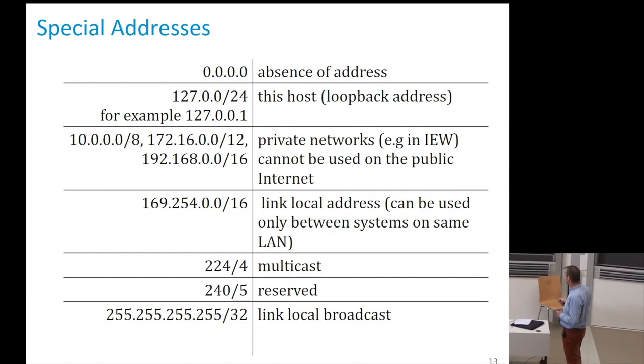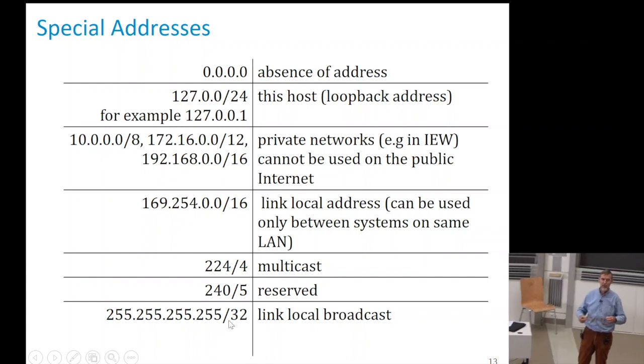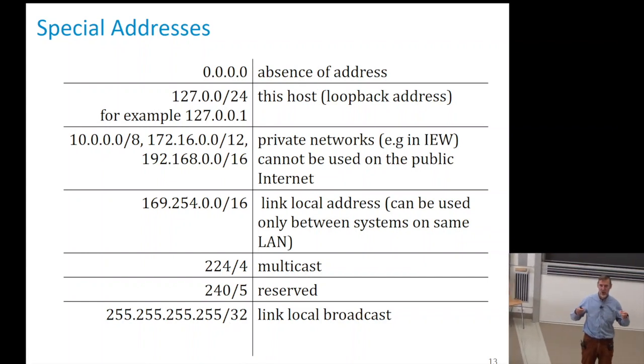One specific address is this one. That's the broadcast address, all bits equal to 1, and it means everybody. But it is a link local address in the sense that broadcasts are never forwarded by routers. Why?